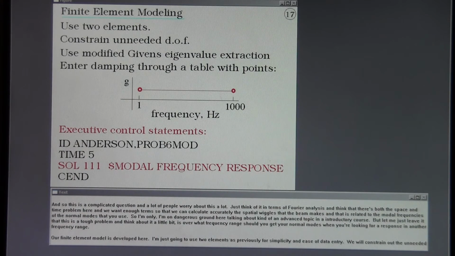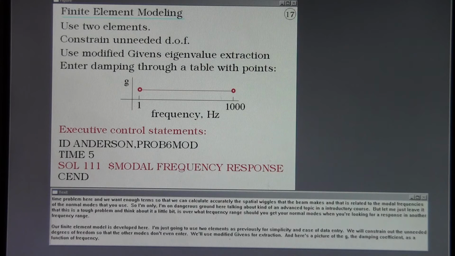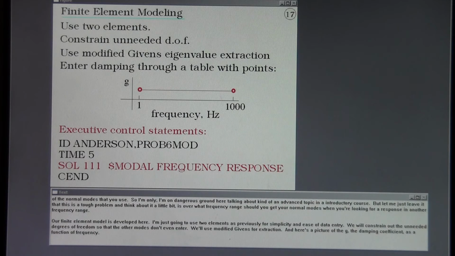Just think of it in terms of Fourier analysis, and think that there's both the space and time problem here, and we want enough terms so that we can calculate accurately the spatial wiggles that the beam makes, and that is related to the modal frequencies of the normal modes that you use. So I'm on dangerous ground here talking about kind of an advanced topic in the introductory course, but let me just leave it that this is a tough problem, and think about it a little bit: over what frequency range should you get your normal modes when you're looking for response in another frequency range.